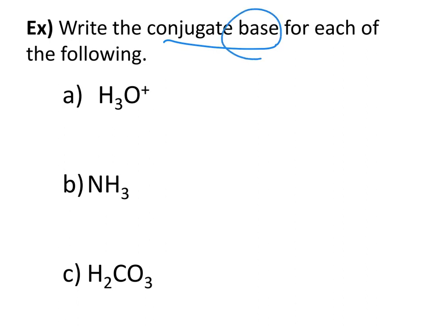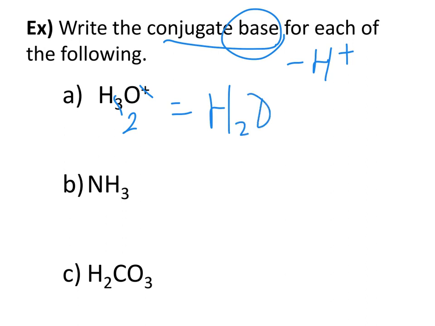So we're going to make it more basic, meaning we are going to lose a hydrogen ion. So we're going to knock off a hydrogen. So for example, with A here, 3 becomes 2. We're also going to make it 1 less positive. So if it's plus 1, that would just become neutral. And so this would become H2O.